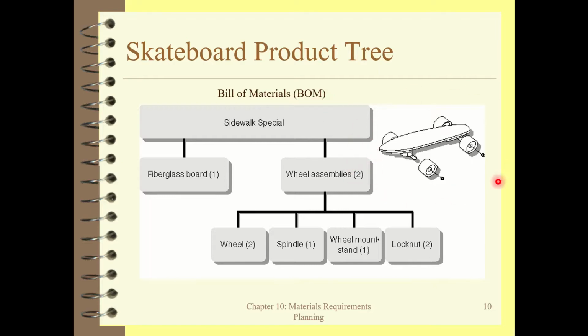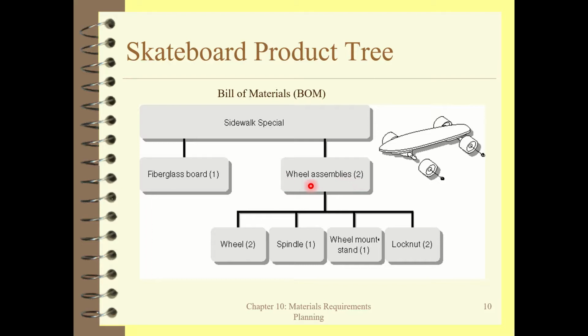If you look at this product, it is called the sidewalk special. The sidewalk special consists of two main components: the fiberglass board and the wheel assembly. The number in parentheses represents the number of offspring needed to create one parent item. The number one here means that one fiberglass board is needed to produce one sidewalk special. And because two wheel assemblies are needed to produce one sidewalk special, this number is 2.